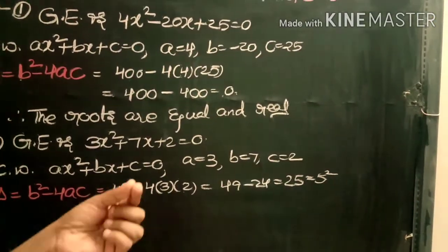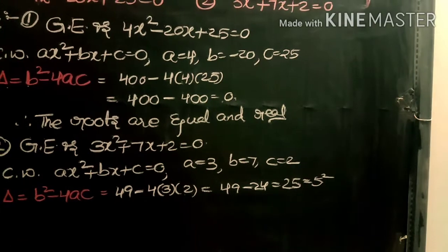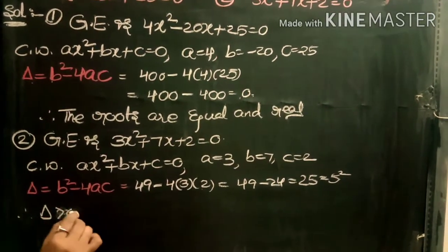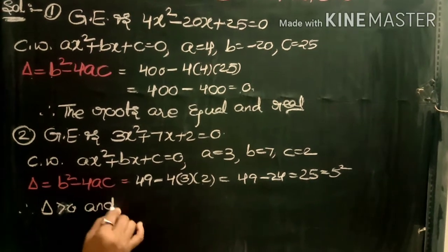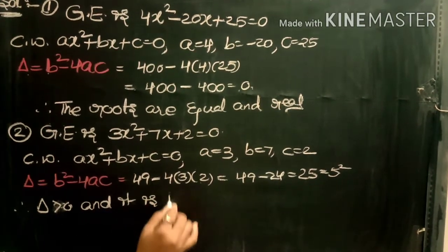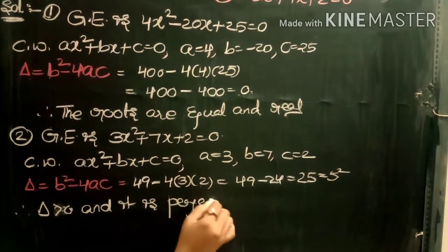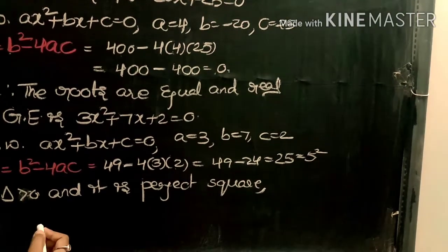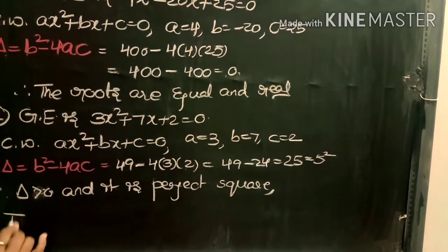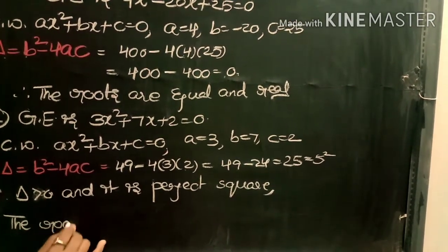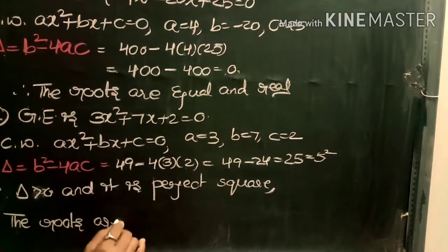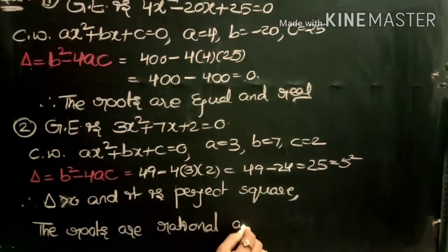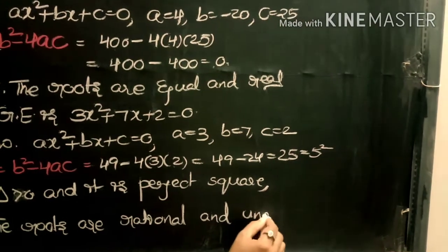5 square means it is greater than 0 and it is a perfect square. Therefore delta is greater than 0 and it is a perfect square. So delta greater than 0 and it is a perfect square means the roots are rational and unequal.